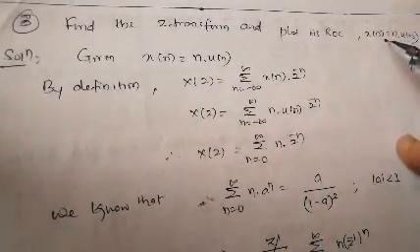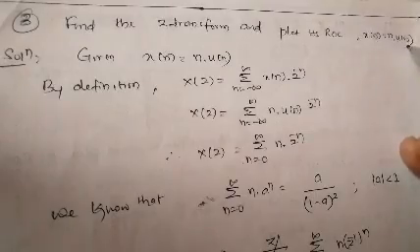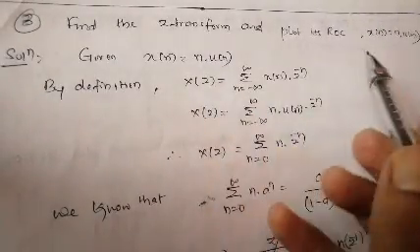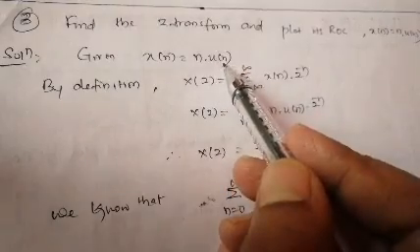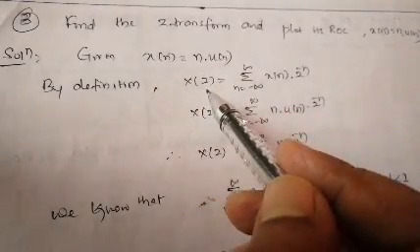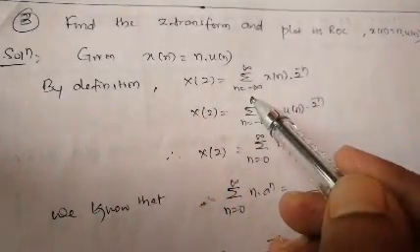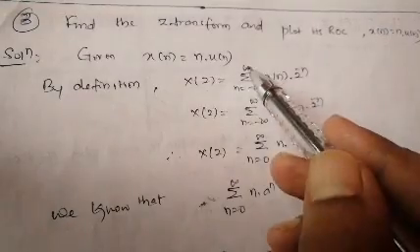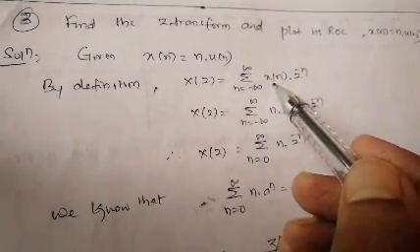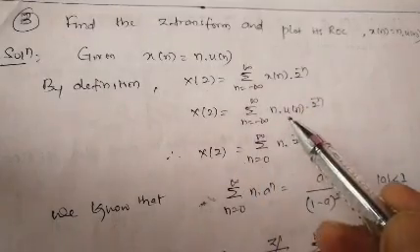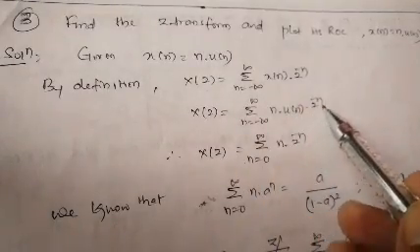The given sequence is x of n equal to n into u of n. So this is the given sequence, x of n equal to n multiplied by step sequence. With the help of the definition of Z transform, X of z equal to summation over the limits minus infinity to plus infinity x of n z to the power minus n. X of n is given, so I am going to substitute it here: n into u of n z to the power minus n.